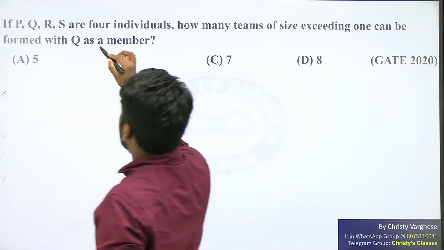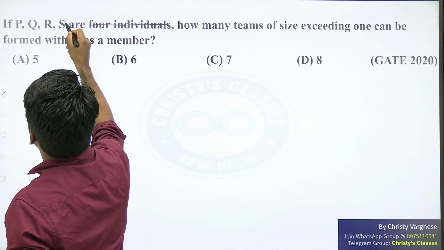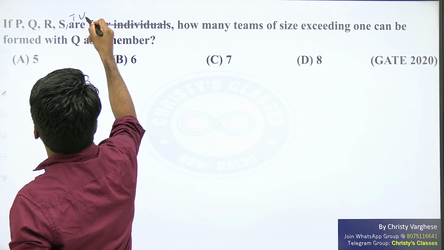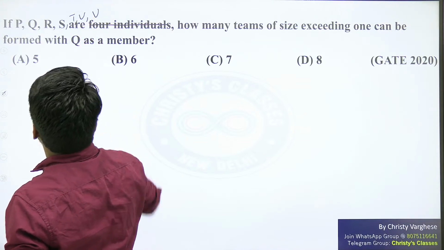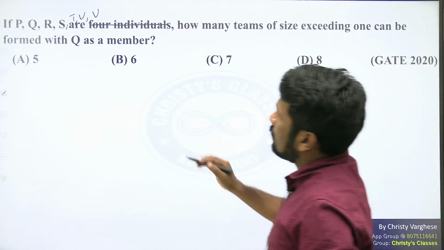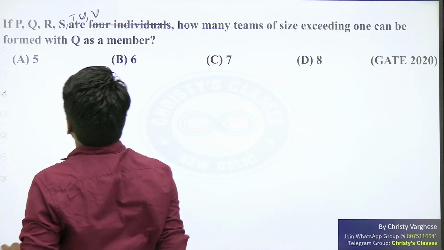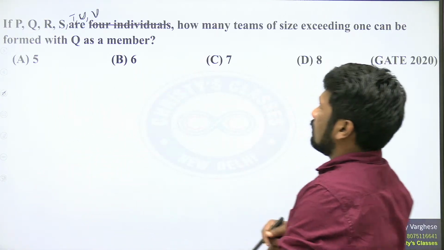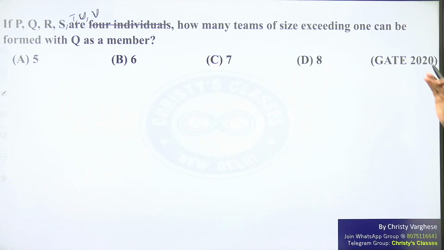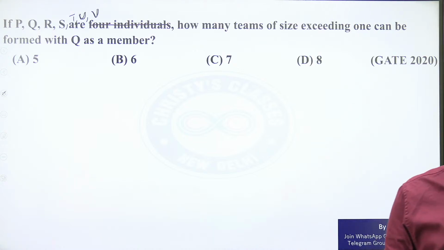So I will give you an extra question. If instead of 4 individuals, P, Q, R, S, T, U, V, if there are 7 individuals, all the rest are the same. All the rest of the question is the same. So if there are 7 individuals, what will happen? Can you all try? Q should be a member and exceeding one size. Mention the answer in the chat. I'm not rewriting the options. You can mention the answer in the chat.